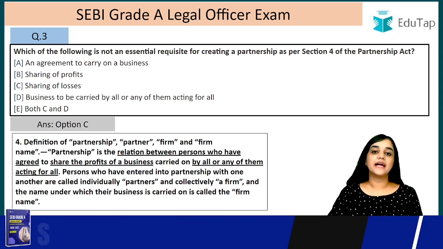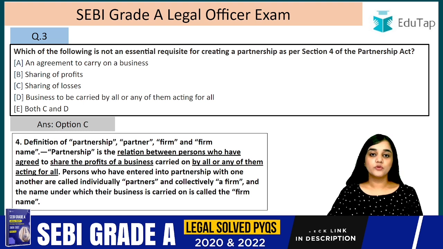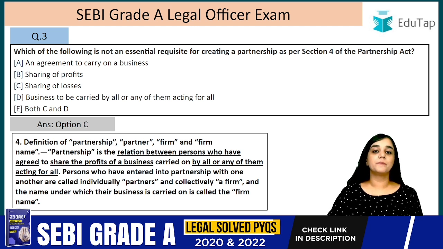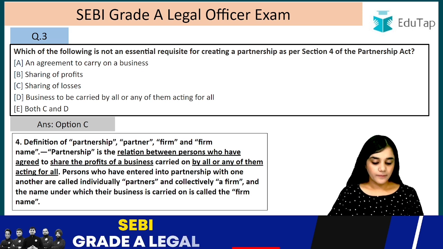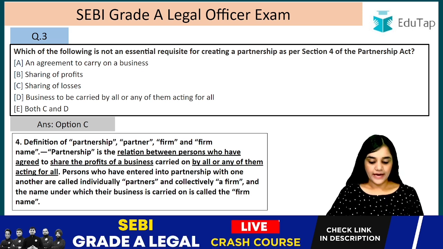all are principals and all are agents, right? So mutual agency is that for the act of one person, everyone is held liable. Everyone means every partner is held liable. This should be their relationship, right? So by all or any of them acting for all.